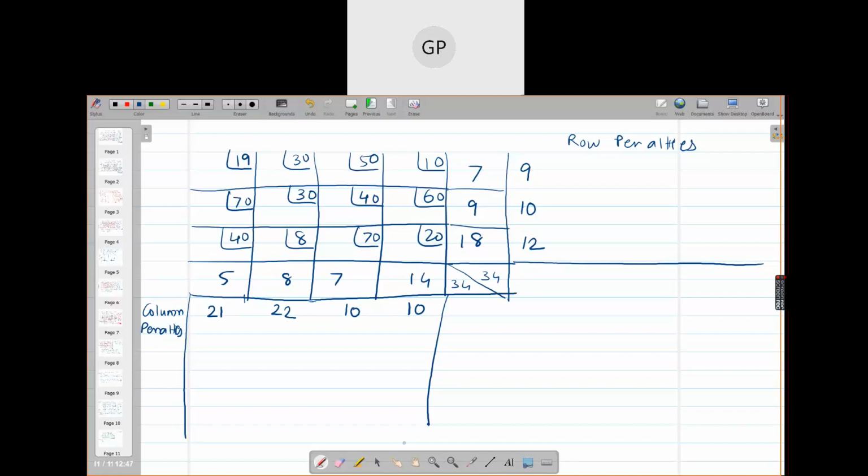So what is the step now? We have to find out the largest penalty among these row and column penalties. Which one is the largest? 22. Put an arrow there so that you understand, and there is no tie. There is only one 22, right? So go to the corresponding column and find the least cost in that column.